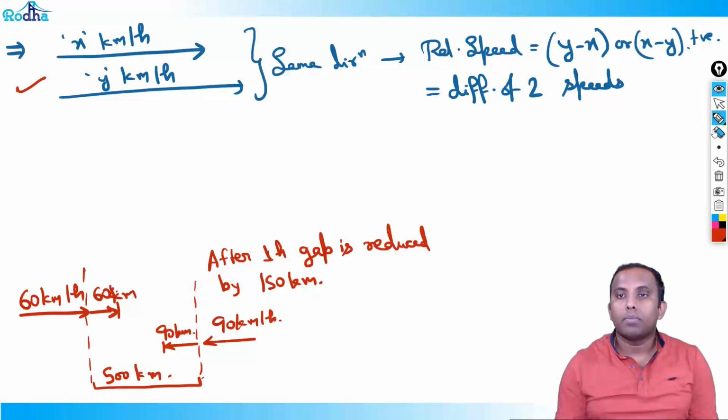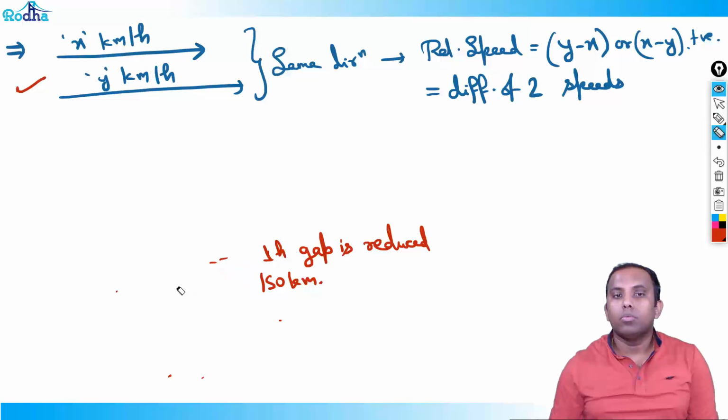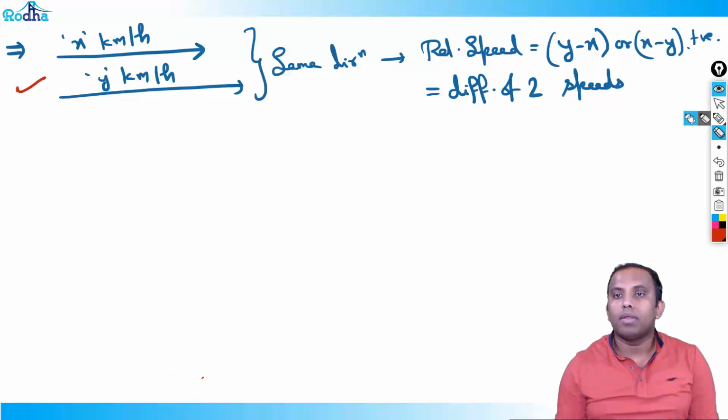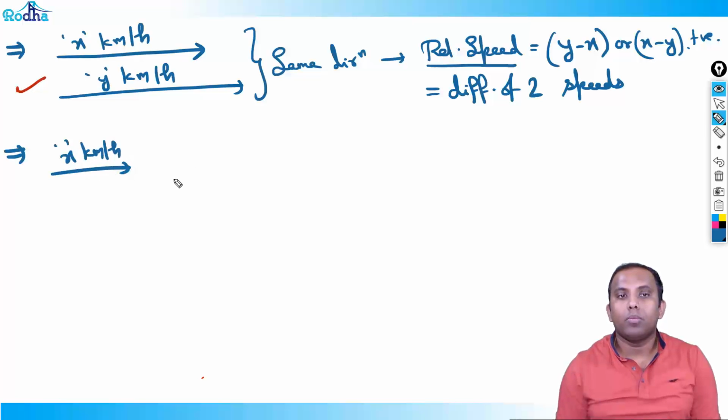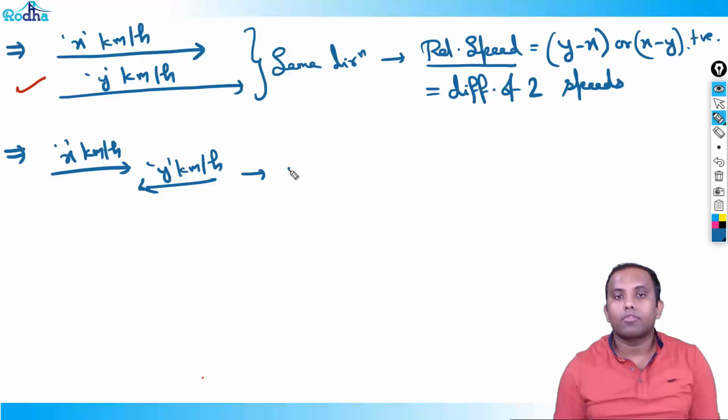Okay. So ultimately, all the conclusions I will draw, hope you got everything. Okay, so all the conclusions I draw, mark these two things. First thing was, if two bodies are moving in the same direction, what is the relative speed? The difference of the two speeds. Okay, if two bodies are moving in opposite directions at x kilometer per hour and y kilometer per hour, what is the relative speed? That is x plus y. This is the case of opposite direction.